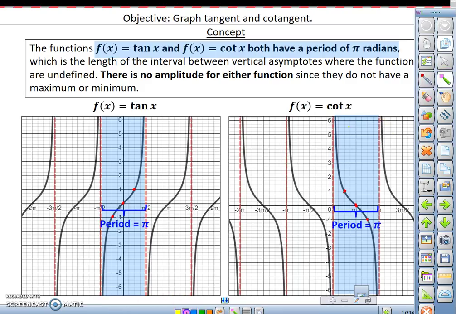One thing to keep in mind is that there's no amplitude for either function, since they don't have maximums or minimums, and amplitude is defined as half the distance between the maximum and minimum. They also don't have any midlines, since a midline is defined as the horizontal line that goes through the middle, or halfway between the maximums and minimums. But the parameters of A and K can still create transformations that can translate our tangent and cotangent functions up or down. They can give it a vertical stretch or a reflection across the x-axis, and so on and so forth.